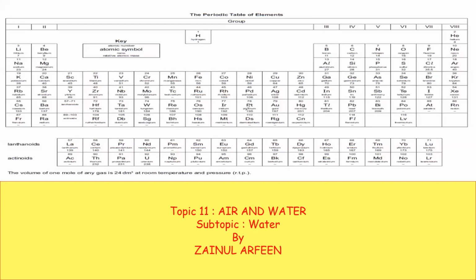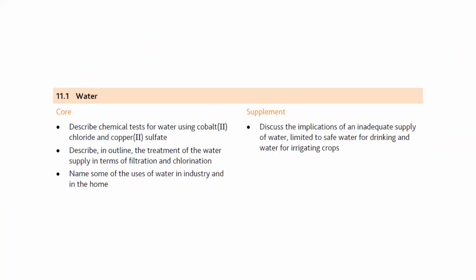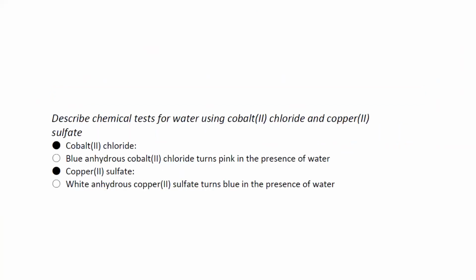So topic 11 is about air and water, starting with the concept of water. These are the learning objectives. You should be able to state a chemical test to check the presence of water, and how we can treat the water, and then the uses of water. So what is a chemical test to check the presence of water?